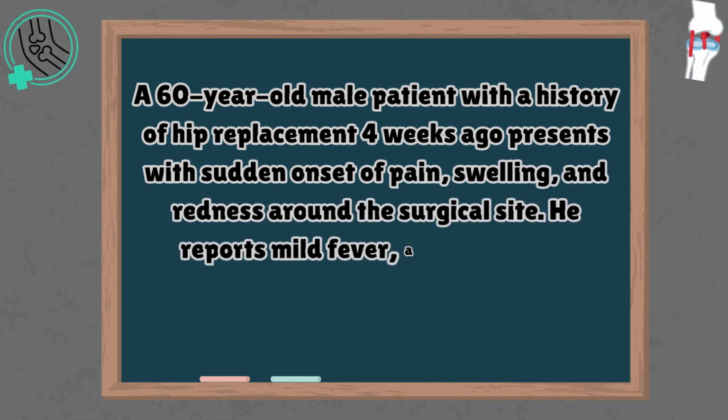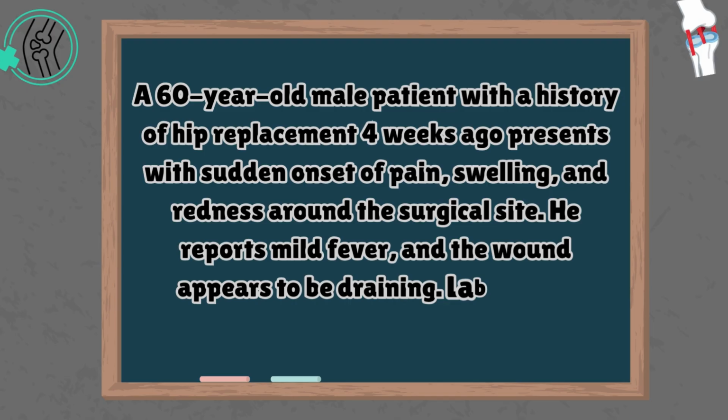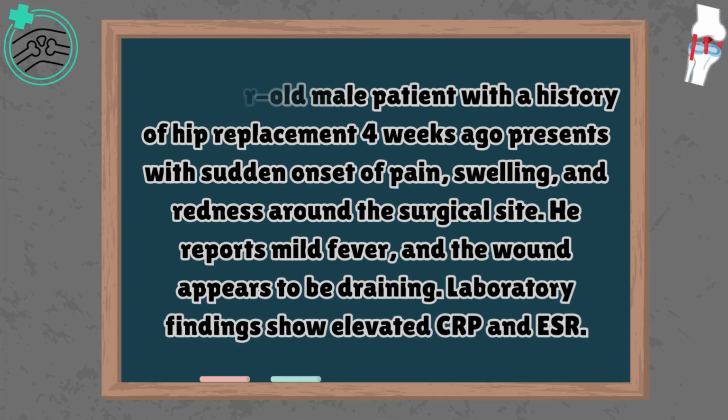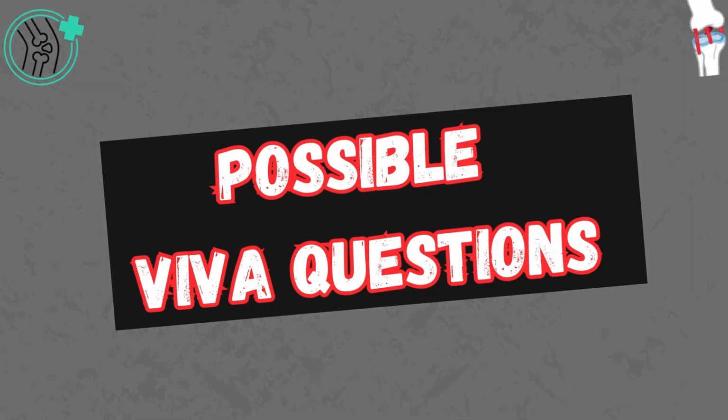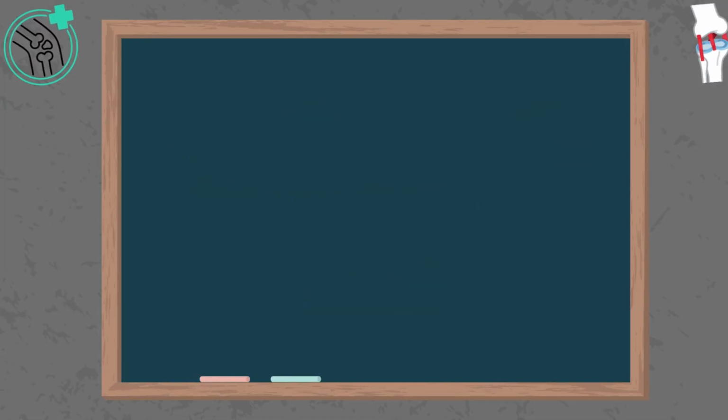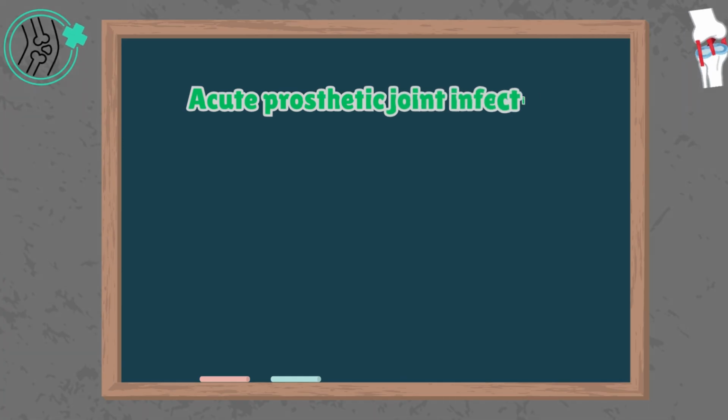He reports mild fever, and the wound appears to be draining. Laboratory findings show elevated CRP and ESR. Possible VIVA questions. What is the likely diagnosis in this case? The answer is acute prosthetic joint infection.